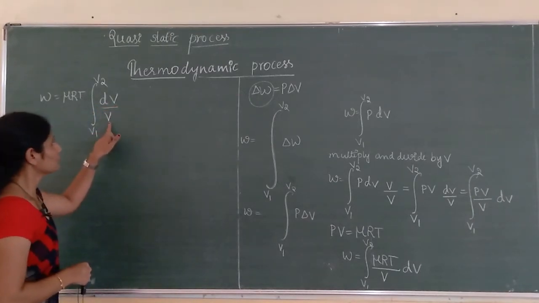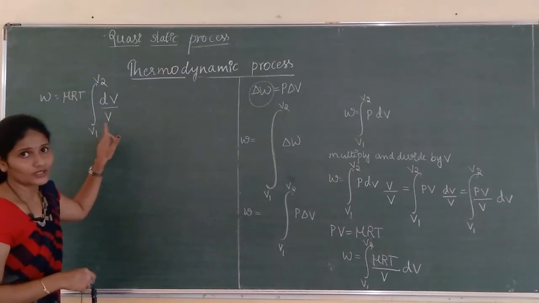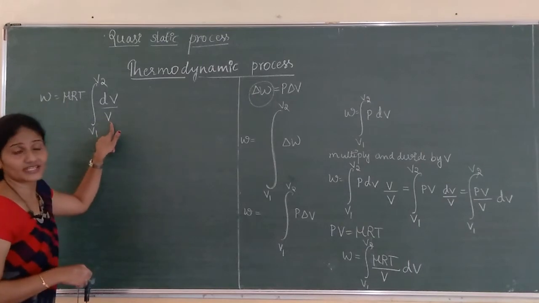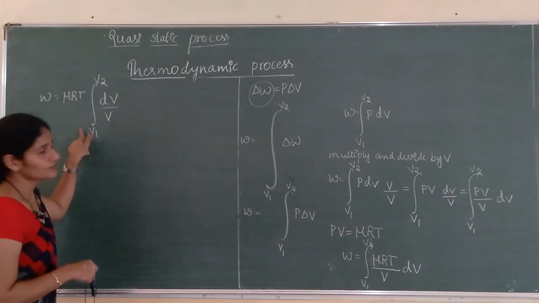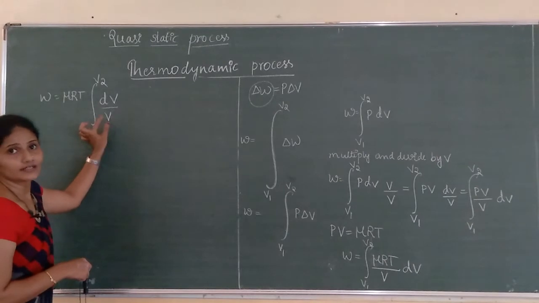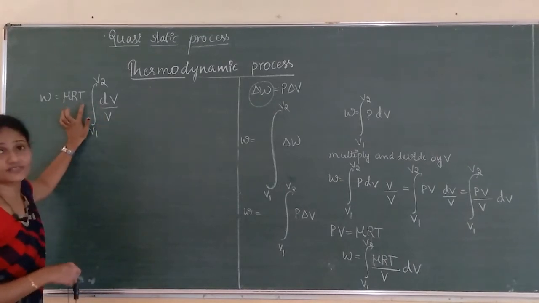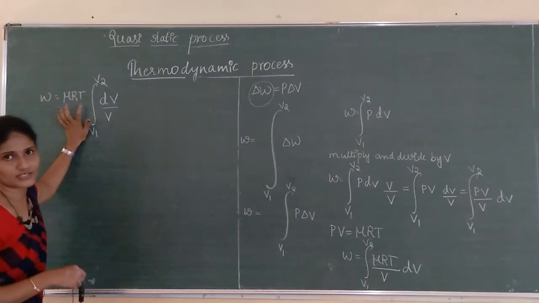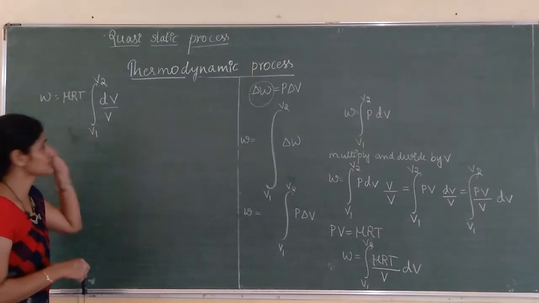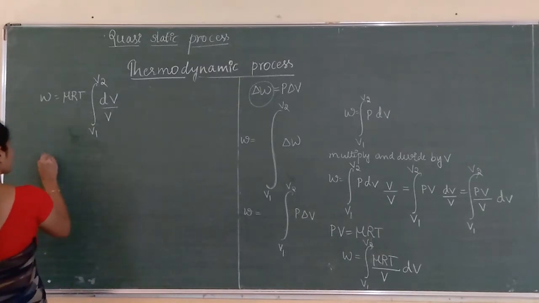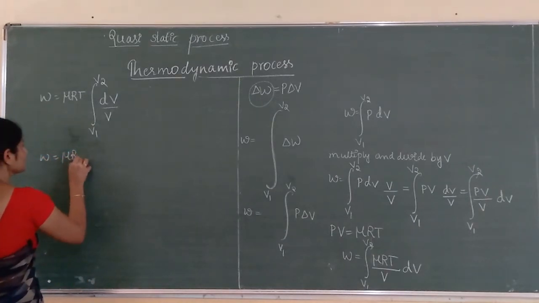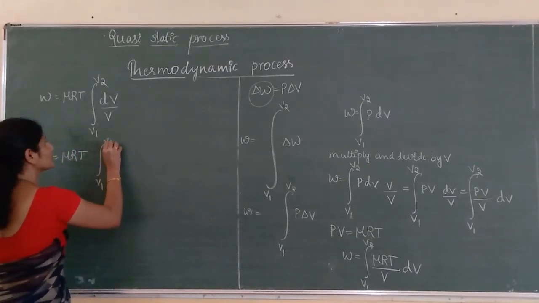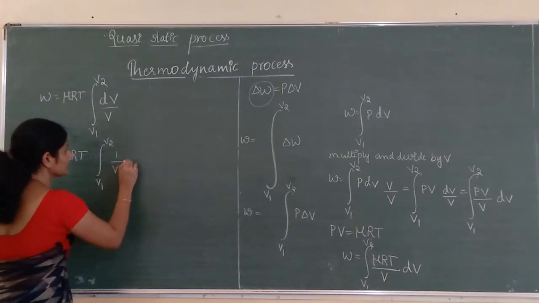V is nothing but the volume. Volume is changing, therefore we are not taking this V outside the symbol. We have to integrate dV by V. Mu R T, we have taken outside the symbol because they all are constants. We are not integrating any constants. So, W is equal to mu RT integration V1 to V2, 1 by V into dV.